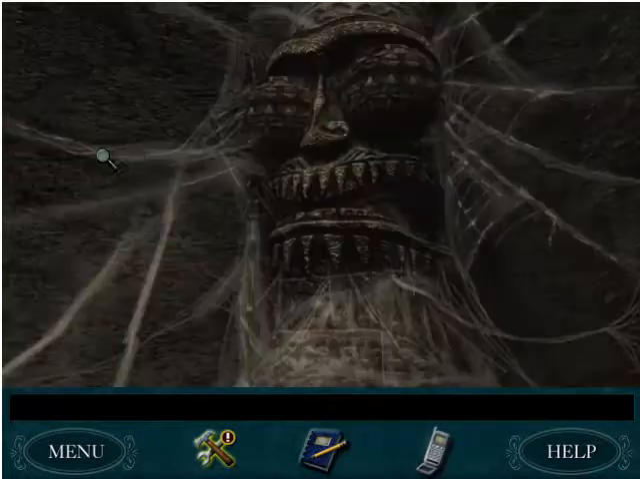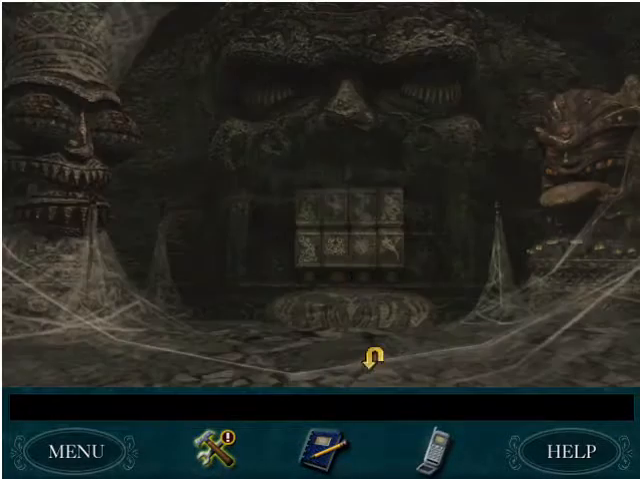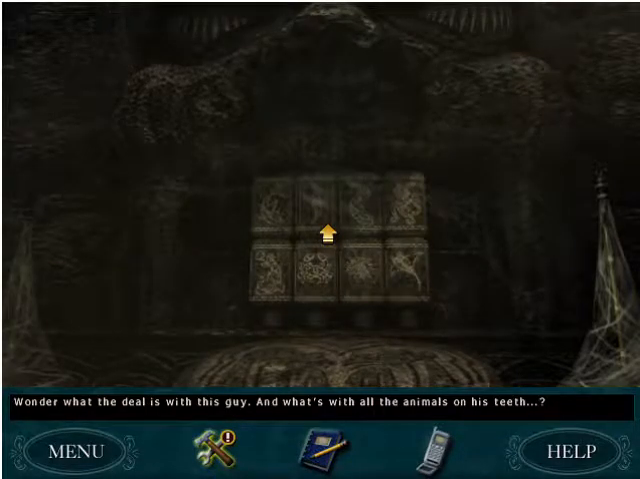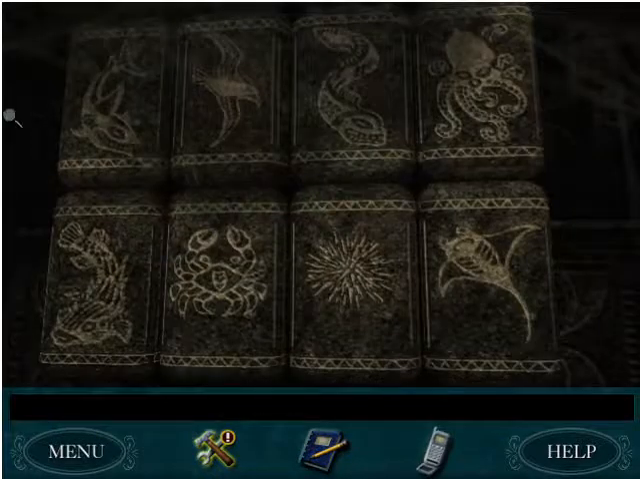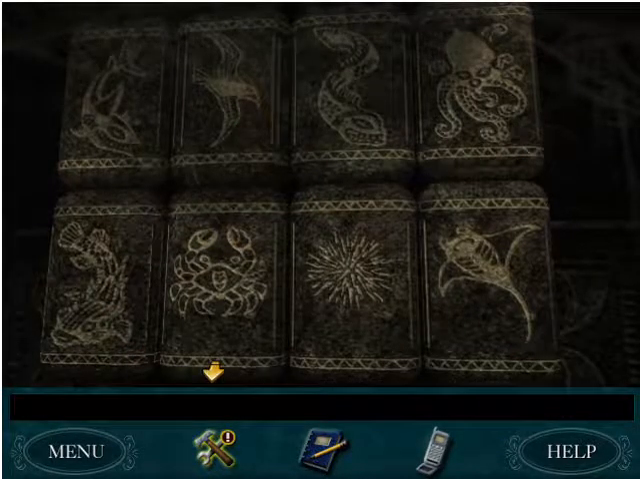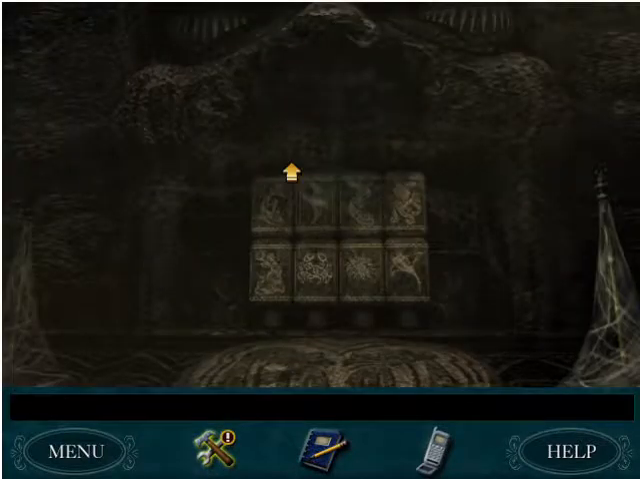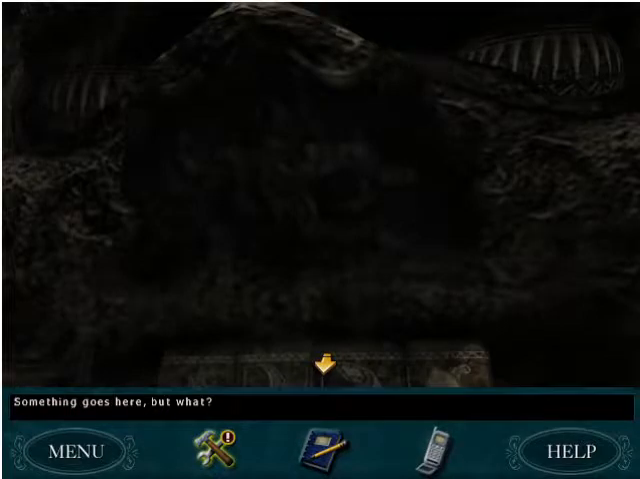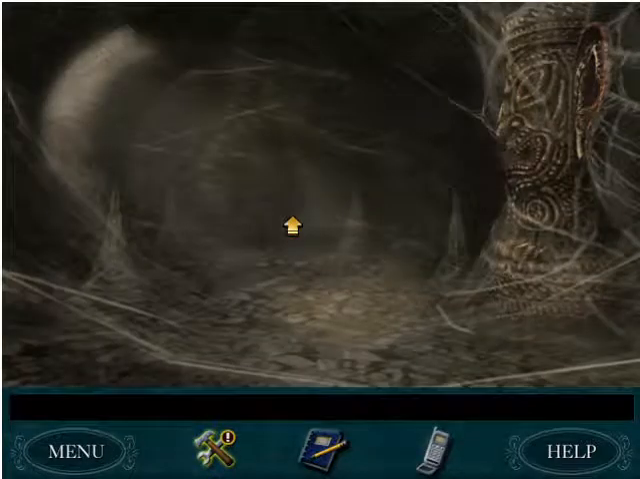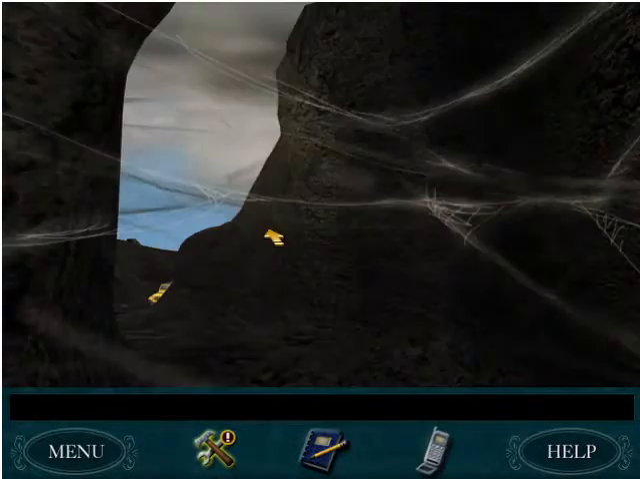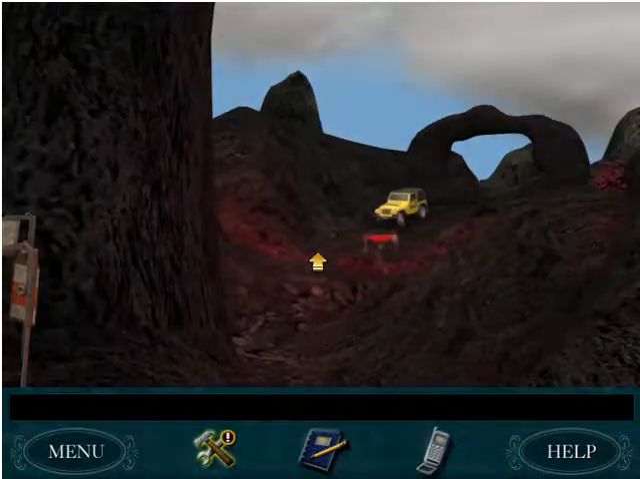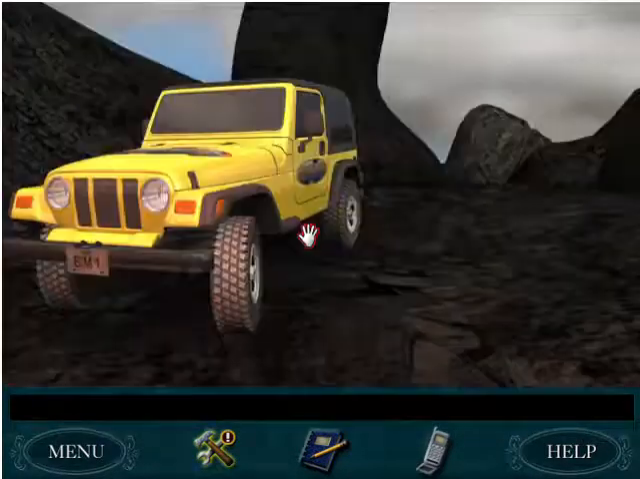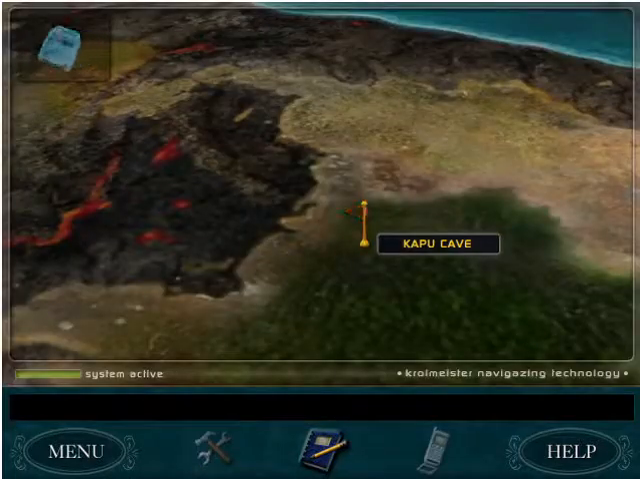Some kind of cave statue. Wonder what the deal is with this guy, and what's with all the animals on his teeth? Good question, Nancy. And we can't do anything with them right now, so I guess we'll continue to wonder. Something goes in his nose, but what? All right, well, that's all the exploring we can do at the cave right now, so let's head back to our rig and go start analyzing frass.